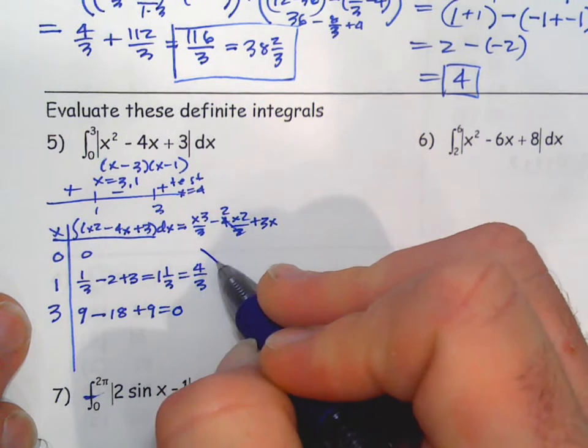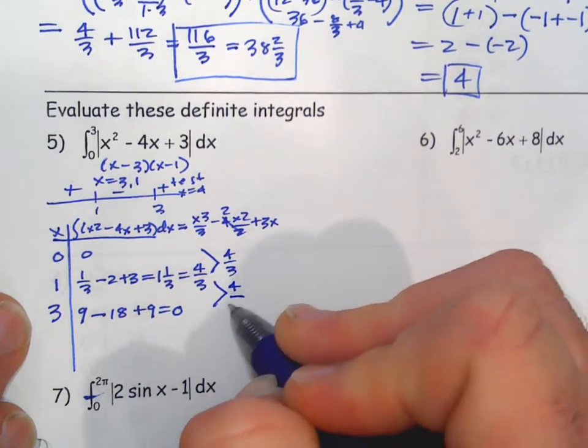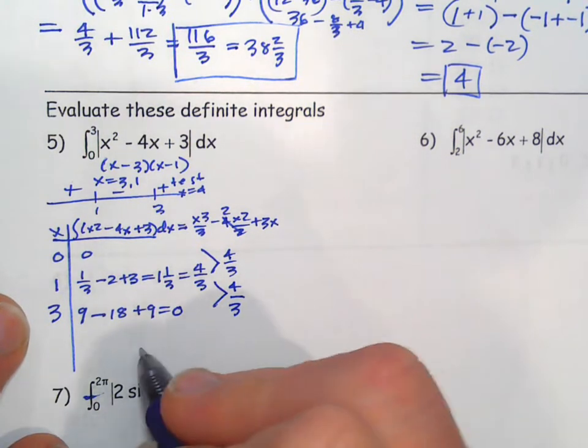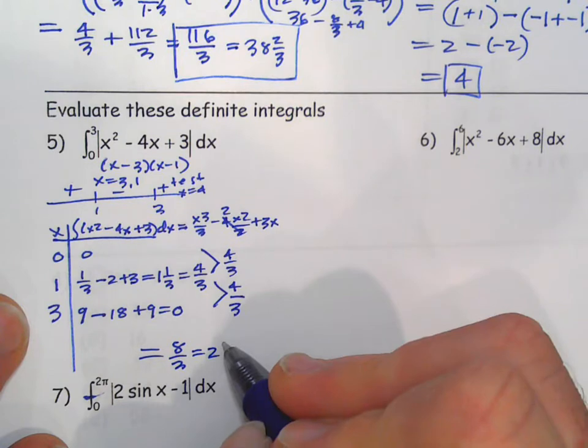And then we say, well, let's find the distance between these. Well, that's 4/3. What's the distance between these? 4/3. And then your final answer is 8/3, or 2 2/3.